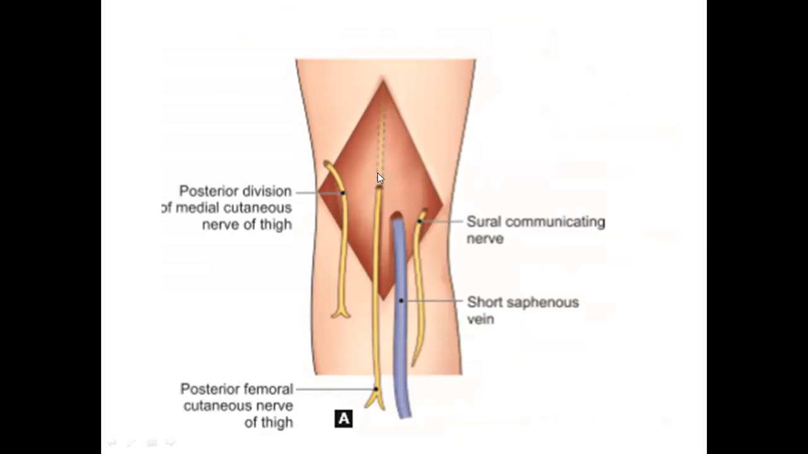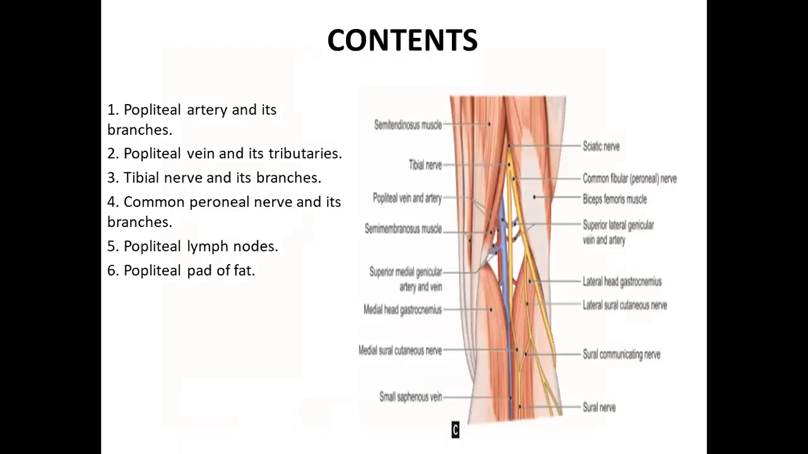The popliteal fascia is pierced by the short saphenous nerve, short saphenous vein, the pseudo communicating nerve, the posterior cutaneous nerve of the thigh, and the posterior division of the medial cutaneous nerve of the thigh. Then coming to the contents of this fossa, as I have already said, this fossa is very important clinically as it gives passage to the main vessels and nerves from the thigh to the leg.